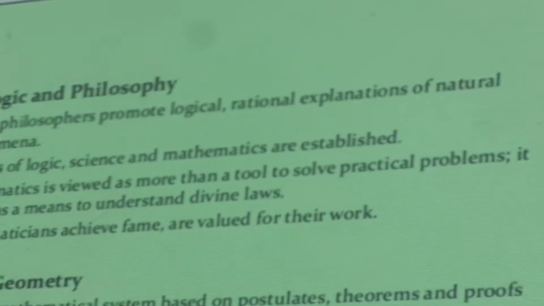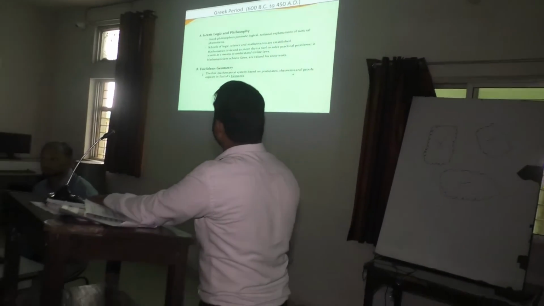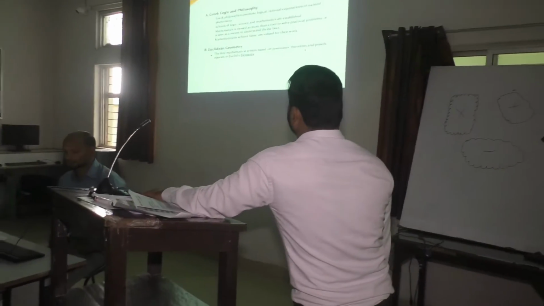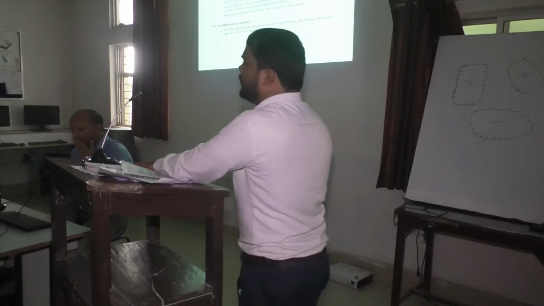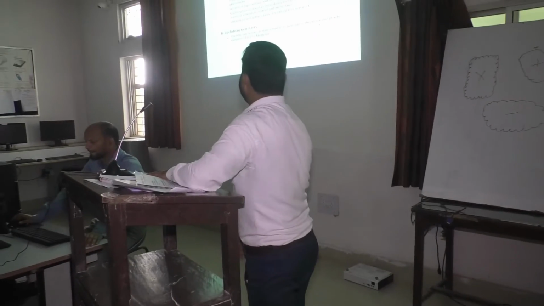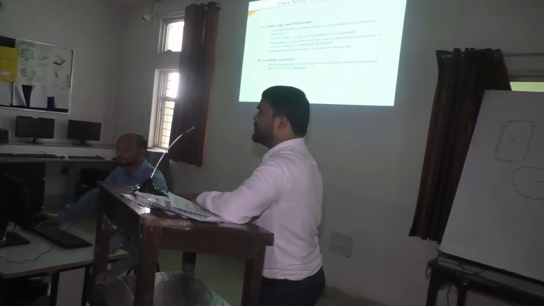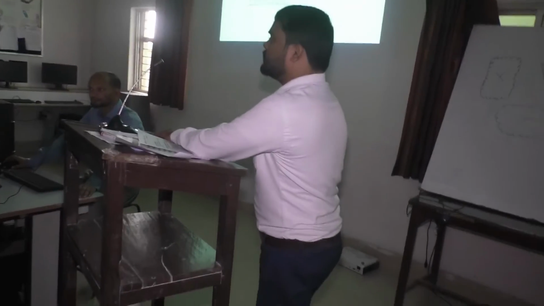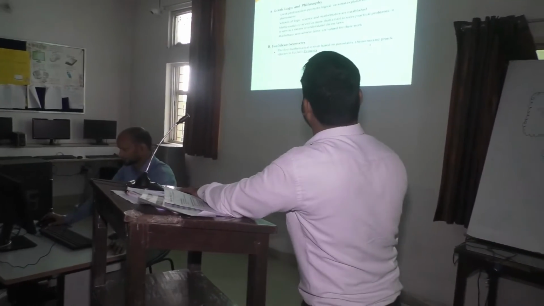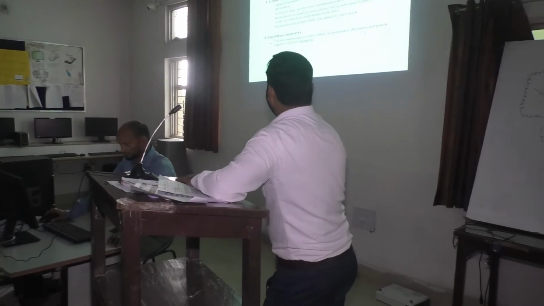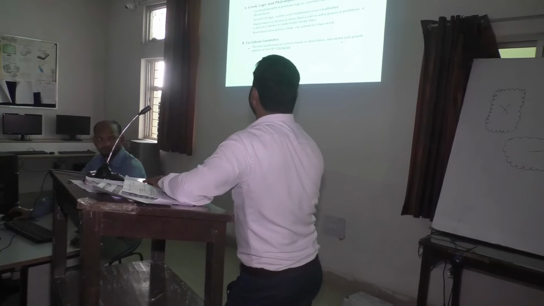Now, the Greek period. It started around 600 BC. Greek logic and philosophy. Greek philosophers promoted logical, rational explanations of natural phenomena. Whatever is happening around the world, they represent using logical and rational explanation. For example, changing of seasons, lunar eclipse, and so on. Schools of logic, science, and mathematics were established. It is the time when science and mathematics schools were opened to impart the knowledge of number systems.